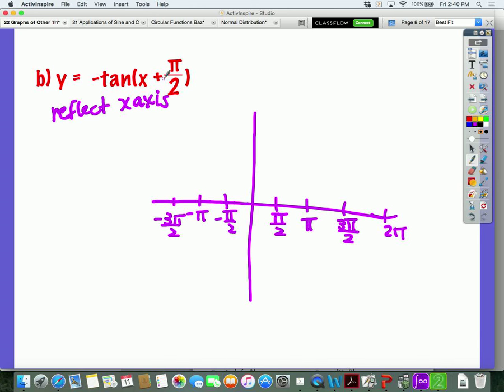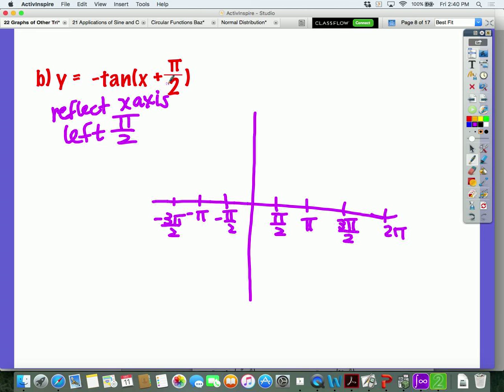pi over 2 means that my graph is doing what? Moving to the left, pi over 2 units. Think about it. It's in the C spot. Negative C over B gives me my phase shift. This is a phase shift.